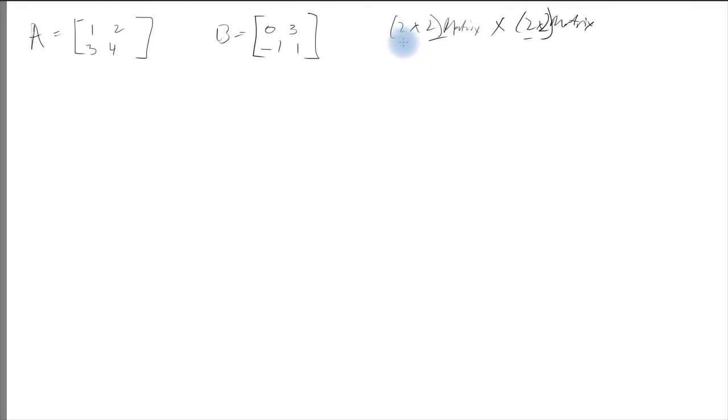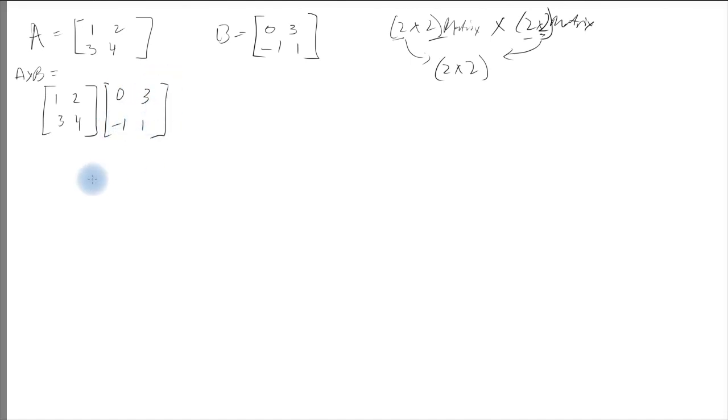The outer product gives our final dimensions, which is going to be 2 by 2. So our answer is going to be a 2 by 2 matrix. So A times B is going to be, this is our matrix A, so matrix B. Notice these are both square matrices, which is interesting. Okay, so matrix A times matrix B.